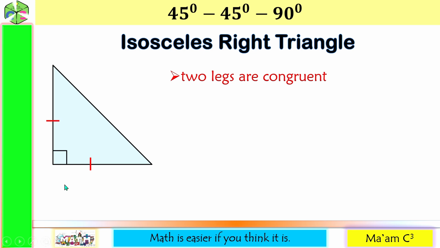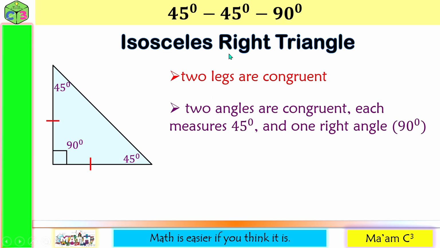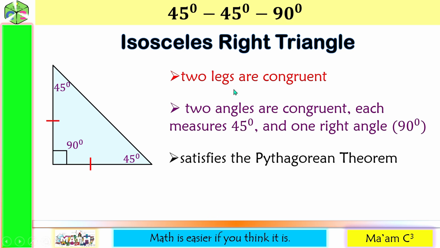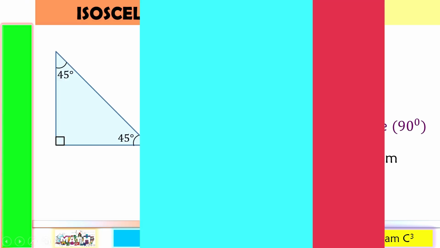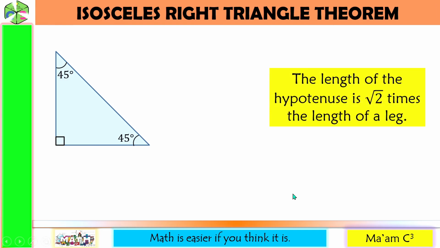It measures 90 degrees. Now, the sum of the interior angles of a triangle is 180 degrees. If this is 90 degrees, there is a remaining 90 degrees divided by 2. Then each one of these angles measure 45 degrees. Since this is a right triangle, this satisfies the Pythagorean theorem. Isosceles right triangle also has a theorem. It says that the length of the hypotenuse is square root of 2 times the length of a leg.